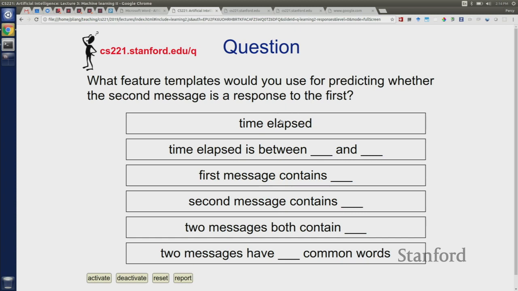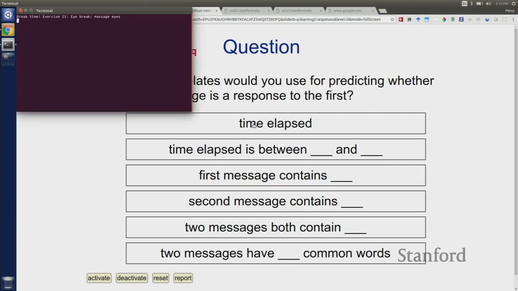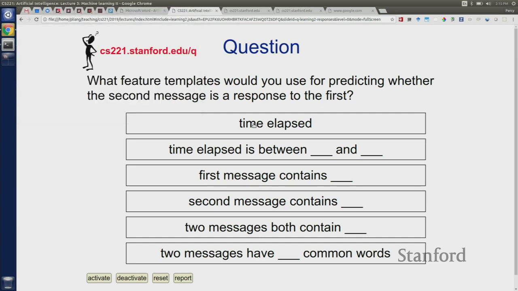So let me comment on this first. Time elapsed is definitely important information, right? If time elapsed is, let's say, a day, then there are probably different conversation threads. But if you put time elapsed into a feature vector, you're implicitly making a linear assumption, which means that the longer the time, the more likely the prediction goes one way or another. So waiting a day would be way more likely to be different than, say, 5 minutes, right?